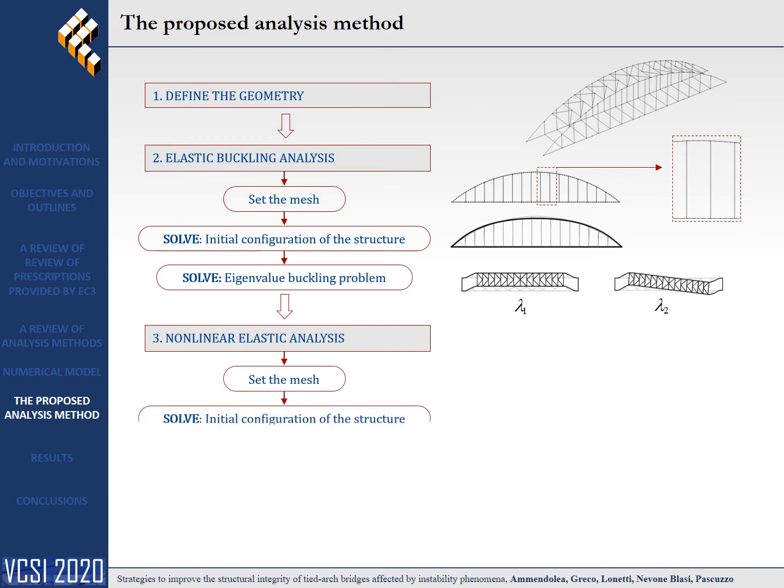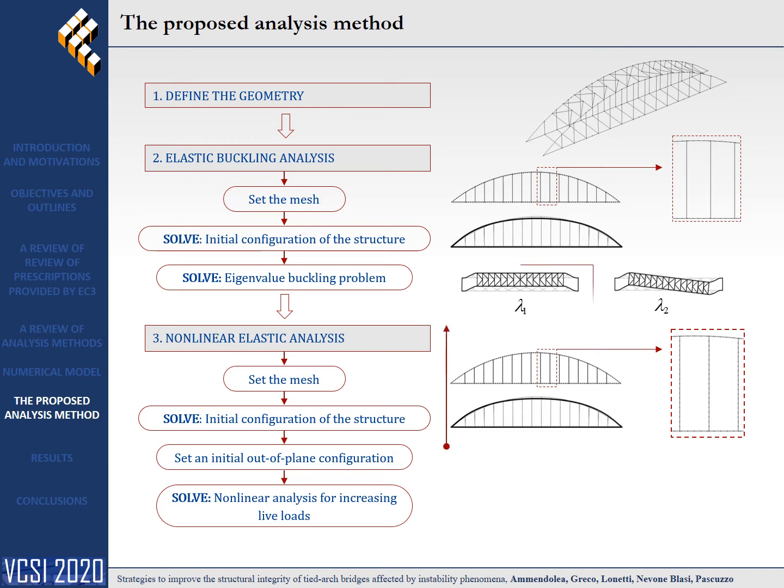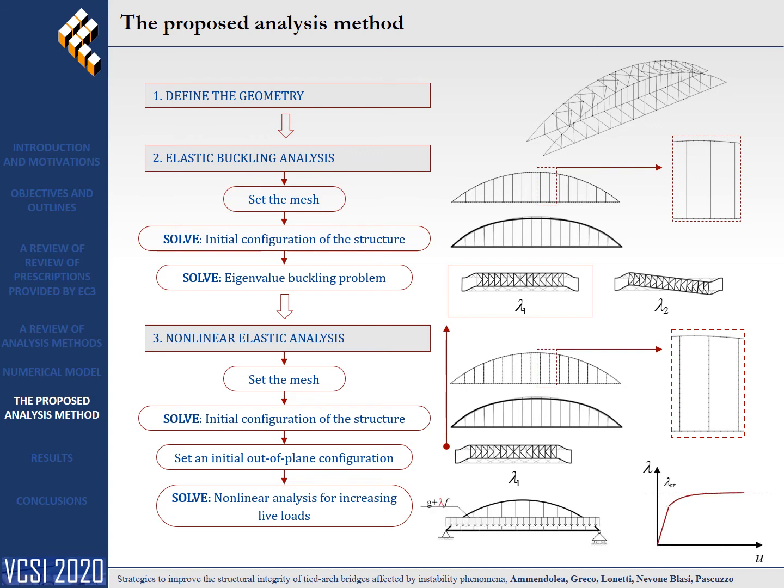Finally, a nonlinear analysis of the structure is performed. In this case, hangers are discretized in several truss elements, according to the multi-truss element approach. A fundamental task in the nonlinear analysis is the definition of a proper out-of-plane configuration of the structure to capture the buckling mechanism. The initial out-of-plane configuration is imposed to the structure, reproducing the first critical buckling shapes of the structure, which allow out-of-plane amplitude. Starting from this configuration, live loads are progressively increased up to the collapse of the structure.